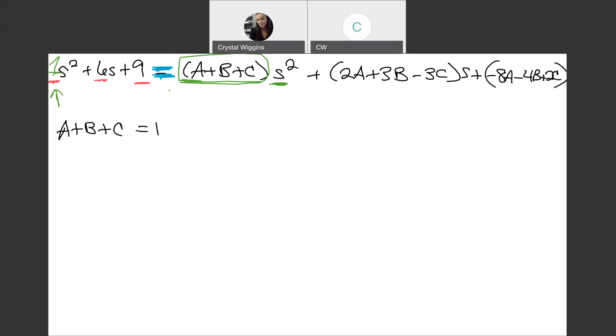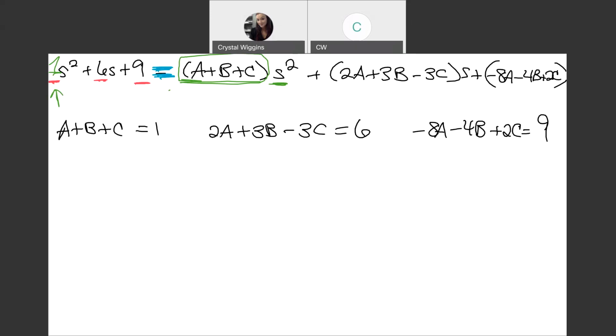The second equation is the coefficient of s, which needs to be equal to 6. So we have 2a plus 3b minus 3c is equal to 6. And lastly, we have negative 8a minus 4b plus 2c is equal to 9.